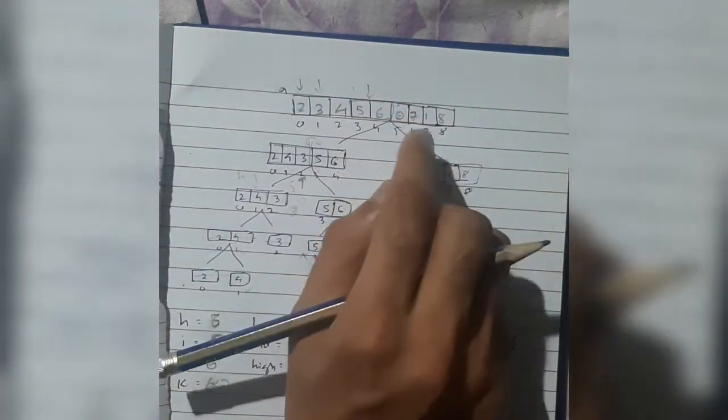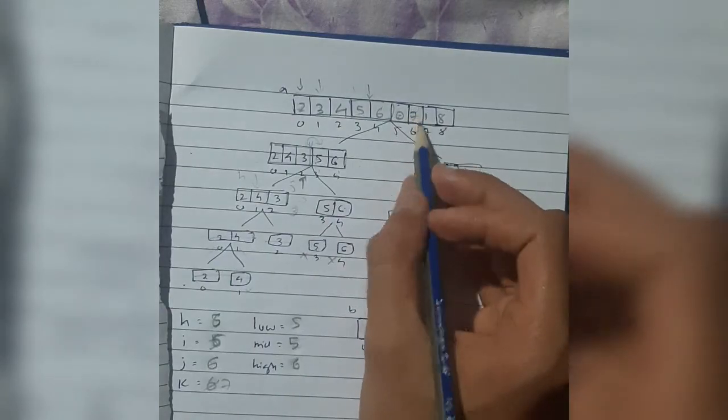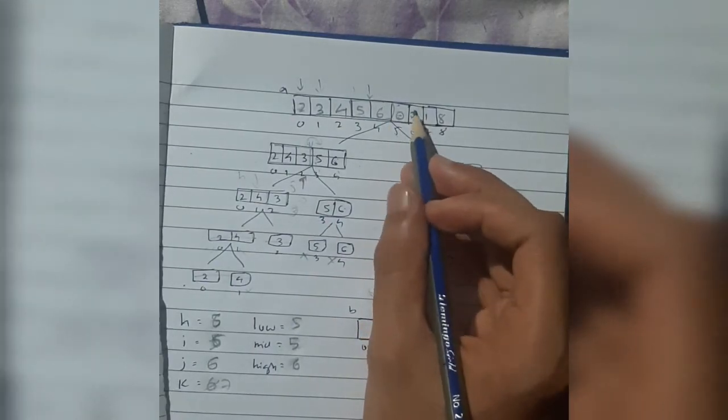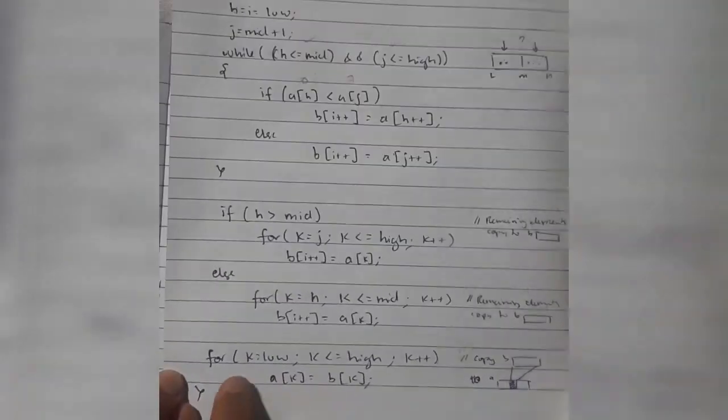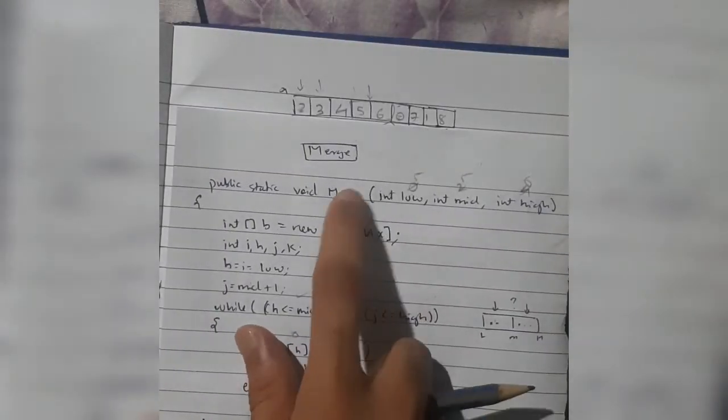Since this is the same here in a also, I'll be keeping this as such. Okay, 0 and 7 will be as such. So this marks the end of this function here, merge.